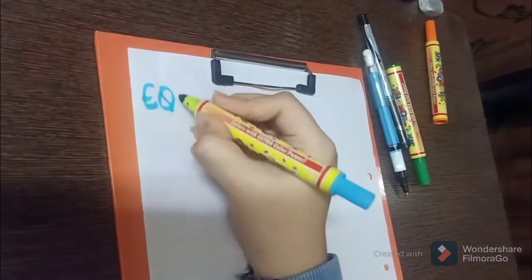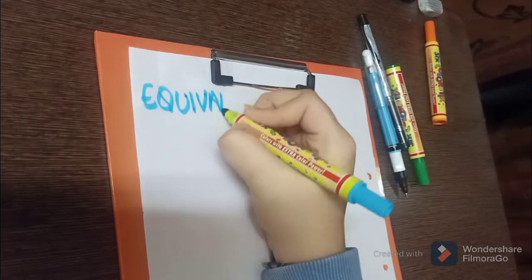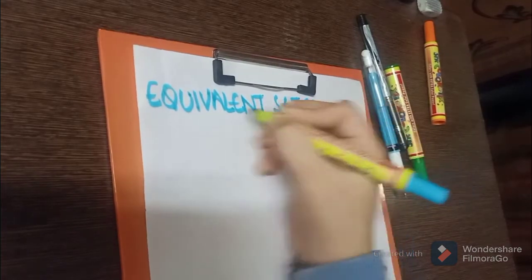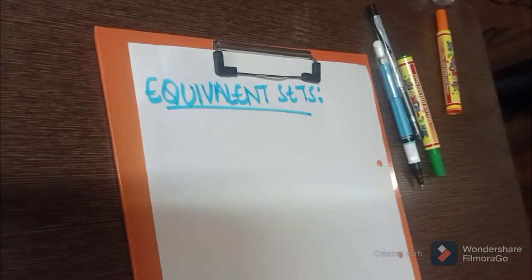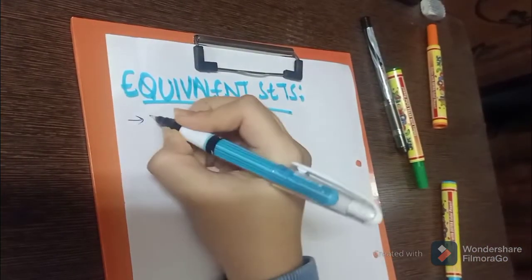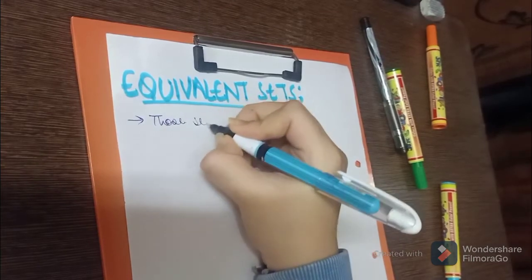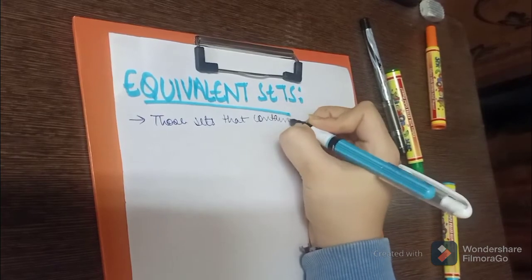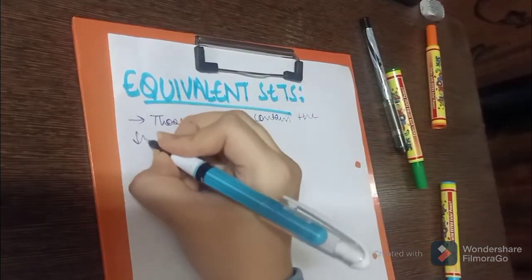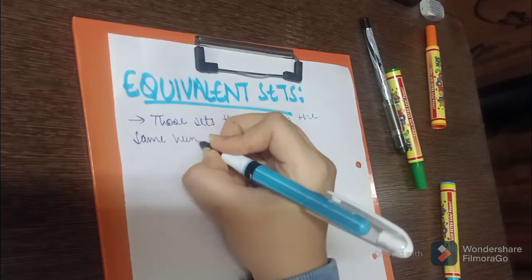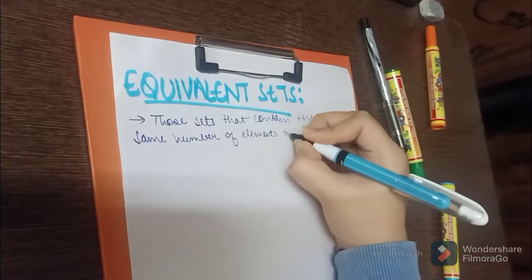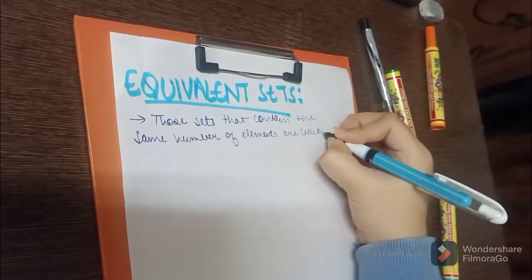So now let's understand what we mean by equivalent sets. Okay, what do we mean by the equivalent sets? See, equivalent sets are those sets which contain the same number of elements. Those sets that contain the same number of elements are called equivalent sets.